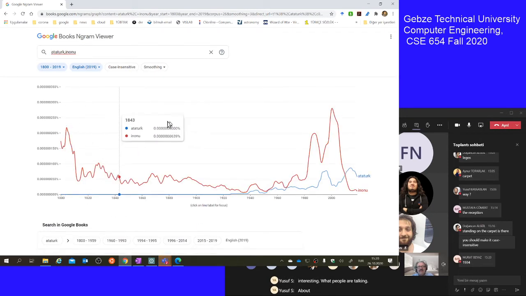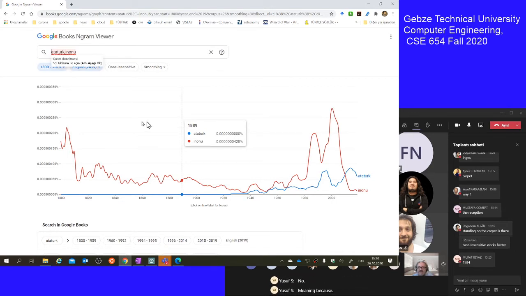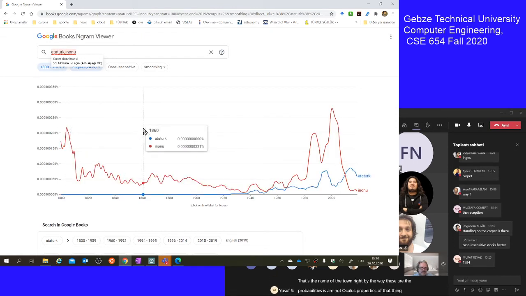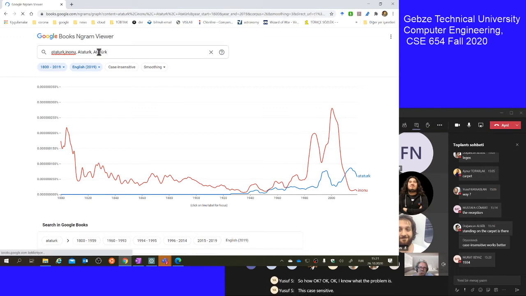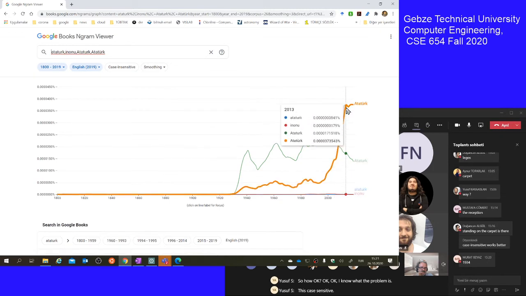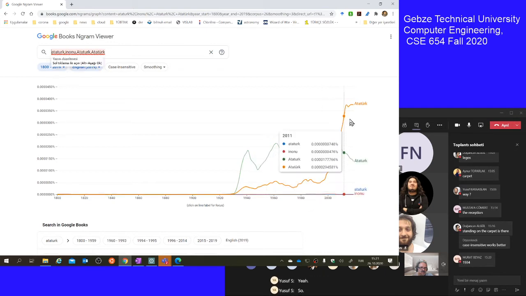Oh, because İnönü has a different meaning, because that's the name of the town, right? By the way, these are the probabilities. These are not the occurrences. Probabilities of that thing happening in that year. Okay, I know what the problem is. It is case sensitive. So most of the time it is spelled this way.